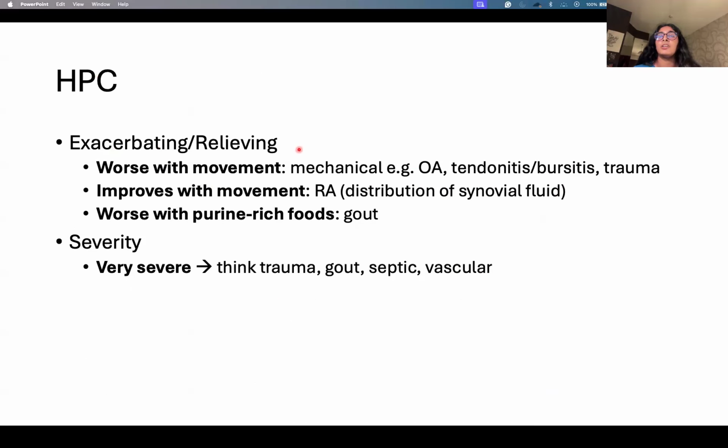Okay, so exacerbating and relieving factors. We've talked in depth about these. I did talk about the pathophysiology of why rheumatoid improves with movement. If you think of it as moving away some of the inflammatory cytokines or whatever it is that's causing the destruction of the joint. That's why it feels better with movement. Some people might say, if they drink alcohol, their joint hurts worse. That sounds a lot like gout. And we've talked about severity as well.